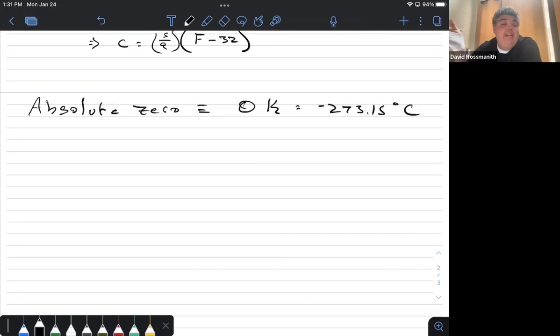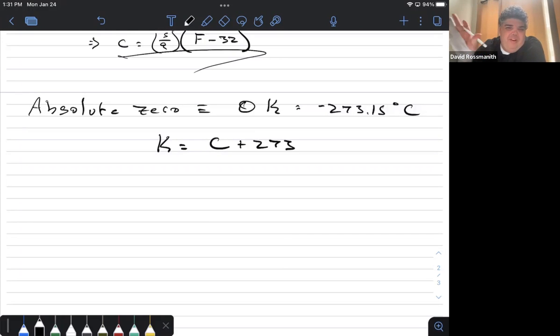We don't need a fancy conversion equation like this. All we need is the equation Kelvin is Celsius plus 273. I'm going to skip the 0.15. That's not important to us. So if you ever want to know the temperature in Kelvin, give me the temperature in degrees Celsius and add 273 to it.